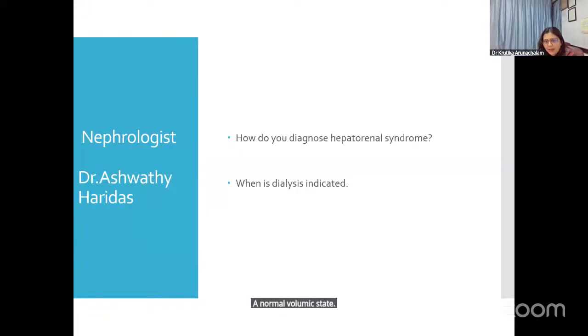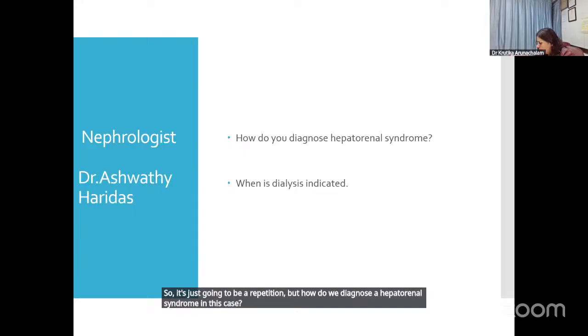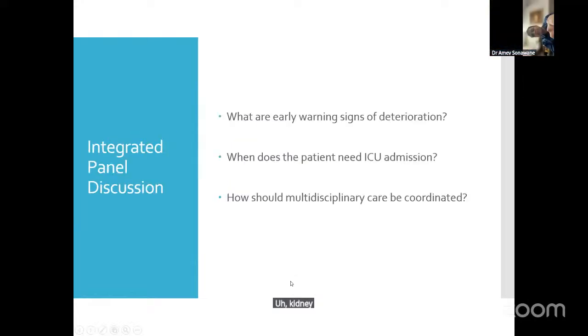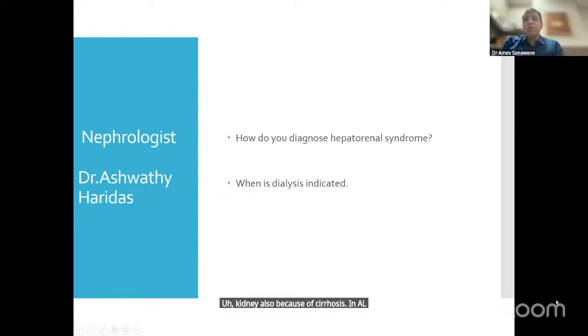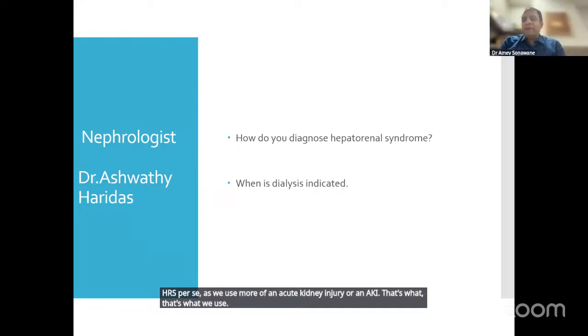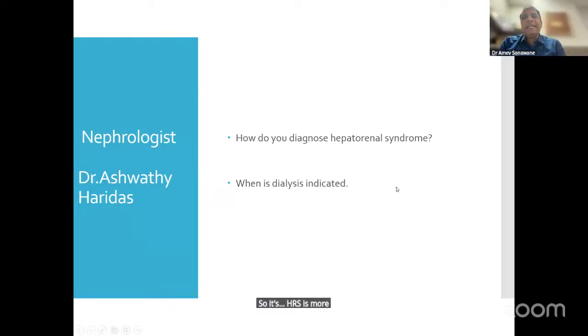So it's just going to be a repetition, but how do we diagnose a hepatorenal syndrome in this case? Hepatorenal, we use this terminology only in cirrhosis of liver, where there is an injury to the kidney also because of cirrhosis. In ALF, we do not use HRS per se, as we use more of an acute kidney injury or AKI. HRS is more of a CLD related complication and not an ALF related issue. In ALF, it's AKI.